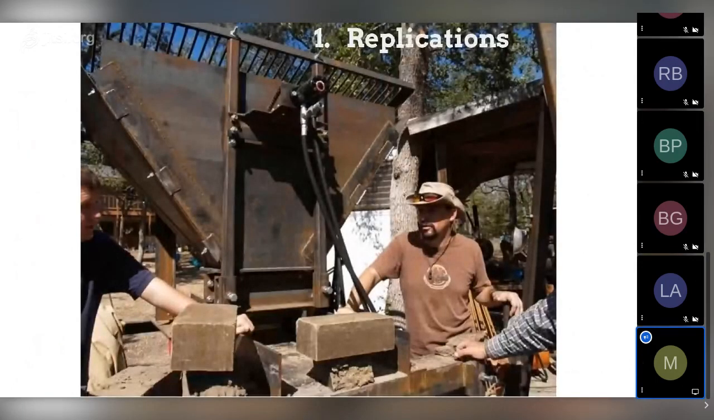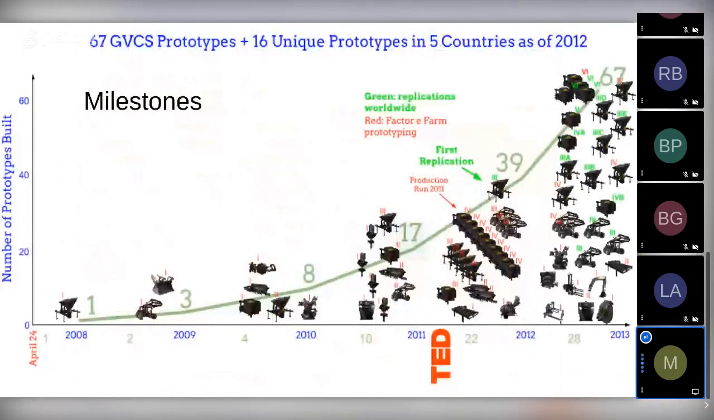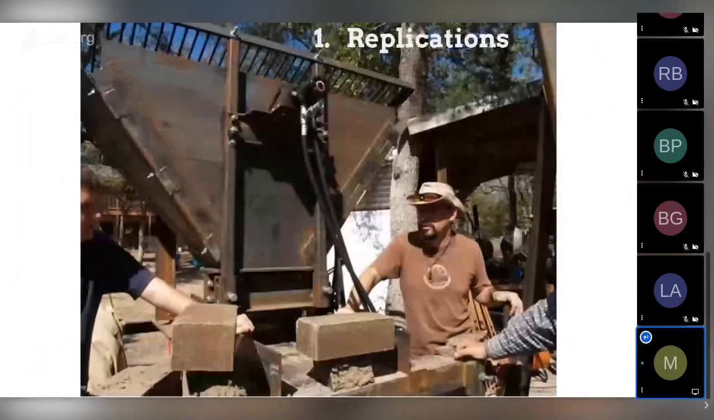And it's been a long path, and we've done a lot of prototyping. This graph just shows up to 2013, about 67 different machines were built. This is all our prototypes. We started with the brick press. That's the first one where we found that people can replicate open source design. This is the first ever replication where I saw this first. It was quite a surprise.